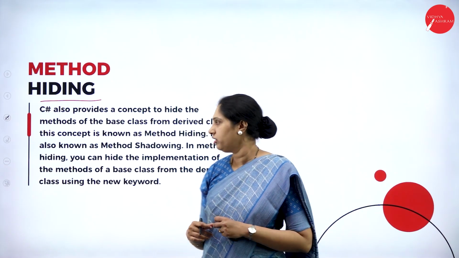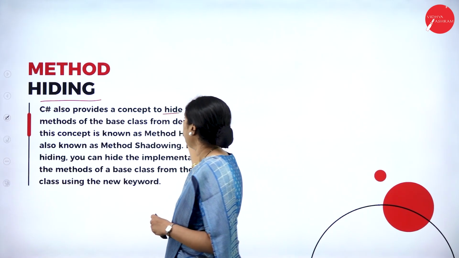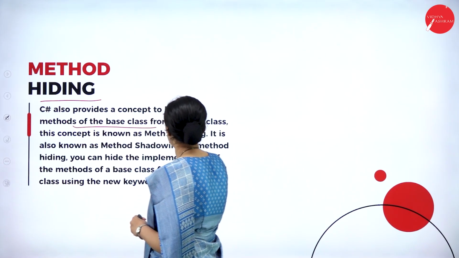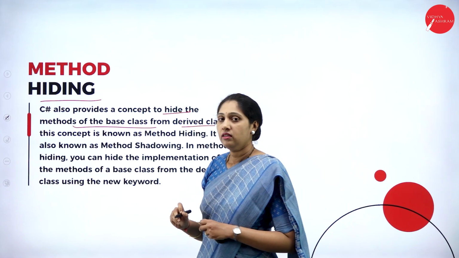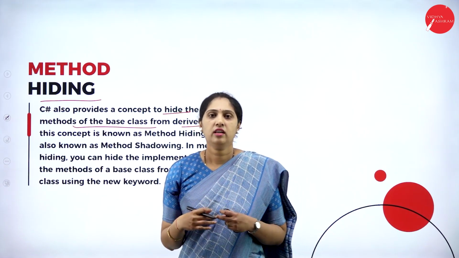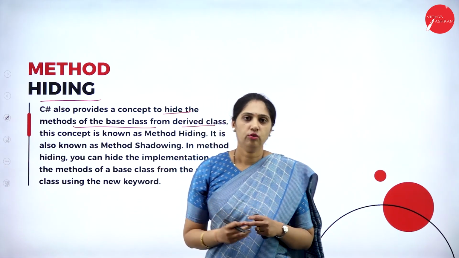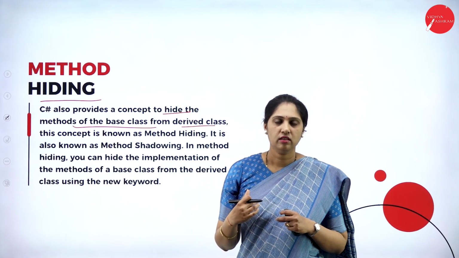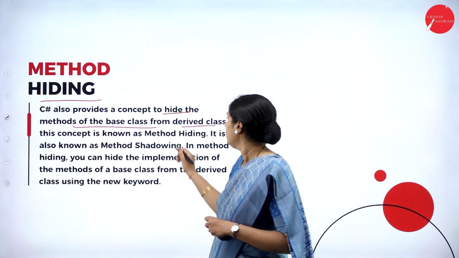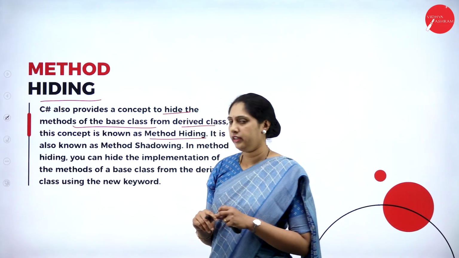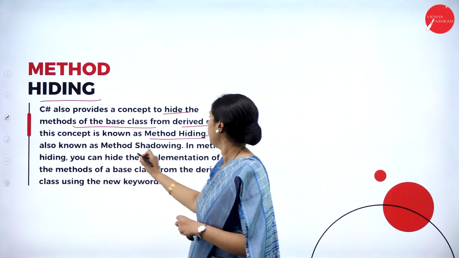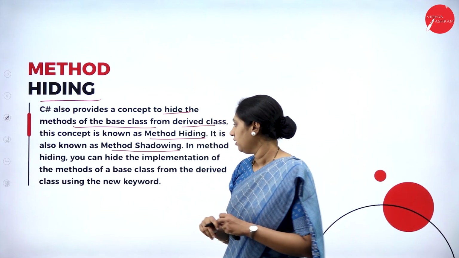How is it achieved? See, we can hide the methods of a base class from a derived class. I don't want my base class method to get noticed by the derived class. So I'll hide the method. That is called method hiding, or you can also say method shadowing.